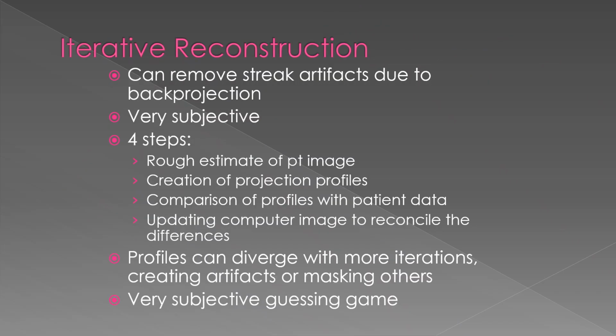Iterative reconstruction can remove streak artifacts due to back projection. This is very subjective. It has 4 steps: a rough estimate of the patient image, creation of projection profiles, comparison of the profiles with patient data, and then updating the computer image to reconcile the differences. Profiles can diverge with more iterations, creating artifacts or masking others. This is a very subjective guessing game.